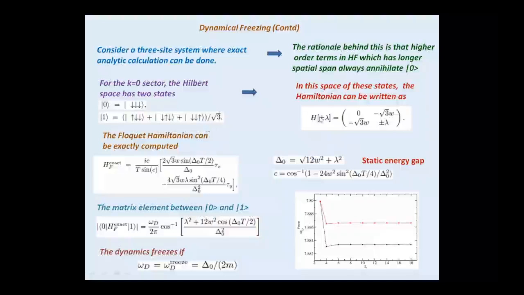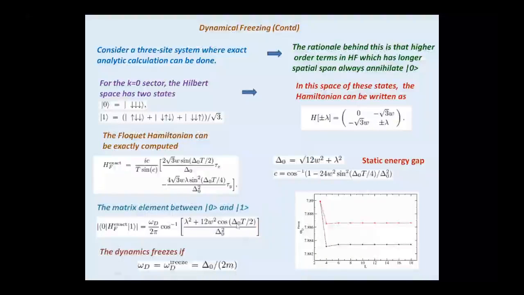If I look into the space of this Hamiltonian, I can find out everything analytically. And then I found that there is a drive frequency at which the matrix element between the ground and the first excited state just vanishes. And that is given by this lambda square plus w, 12 w square cos something equal to delta naught. Essentially this happens, one can see this, when delta naught is half the drive frequency, so omega d is delta naught by 2m, where m is an integer.